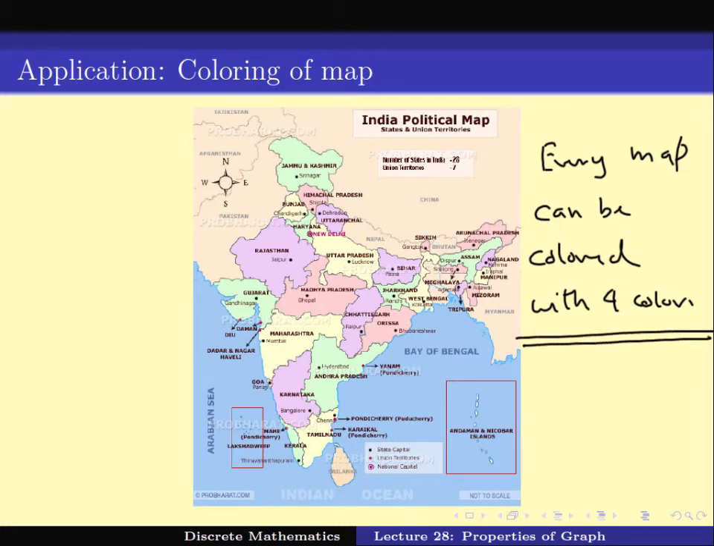Unfortunately, it is beyond the scope of this course to tell you the proof of this theorem, but I encourage you to go and take a look at it in some other place, maybe online or something. There you will find the four color theorem.